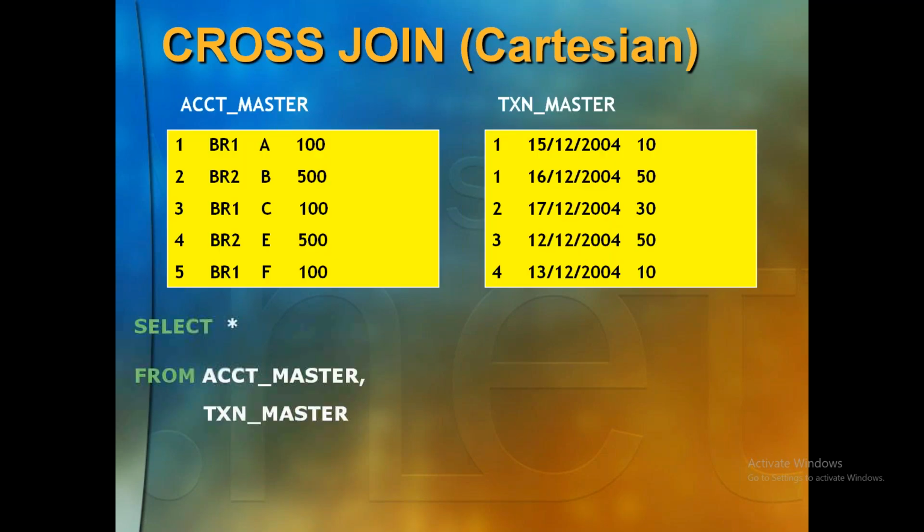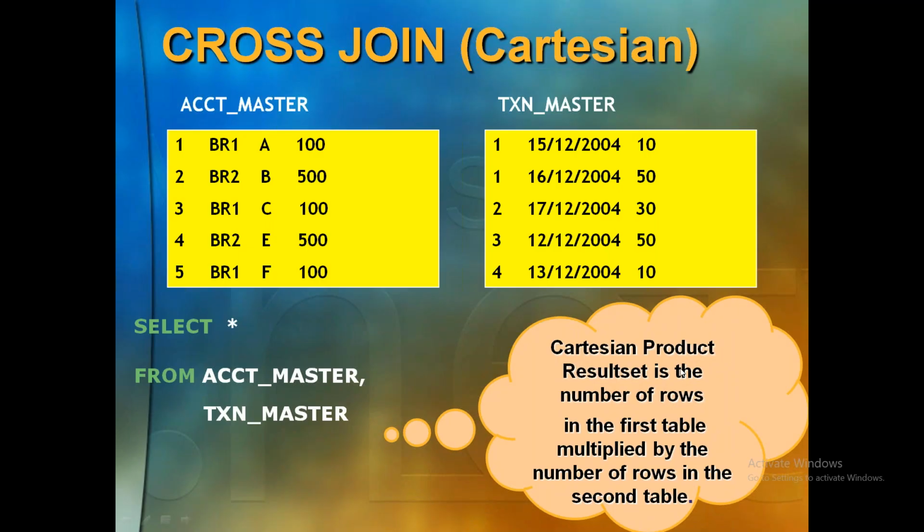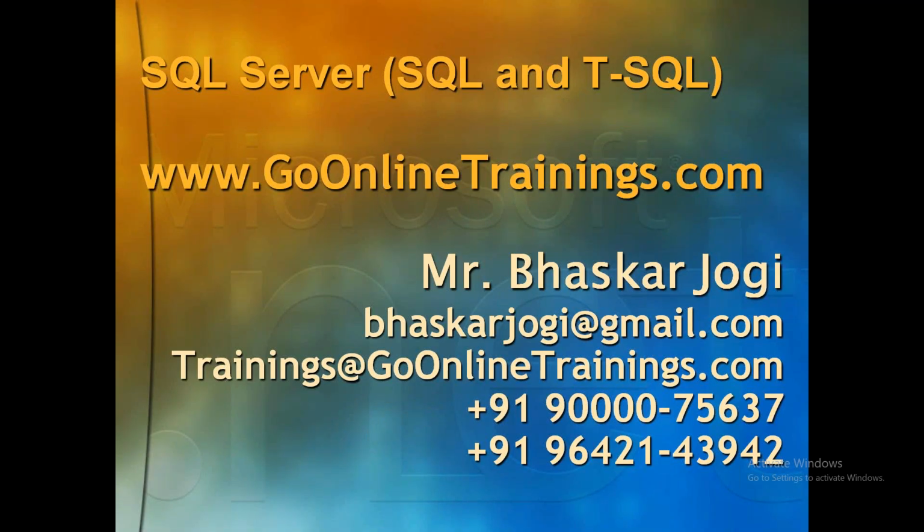So what is a cross join? The cross join always will give you a Cartesian product. The result set is the number of rows in the first table multiplied by the number of rows in the second table. Number of rows: 1, 2, 3, 4, 5. 1, 2, 3, 4, 5. 5 into 5, 25 rows you will be able to get. Cross join, or it is also called a Cartesian product. In real time, we are going to be using it in many cases. Clear? One more thing is left, that is self join, that we'll discuss tomorrow.